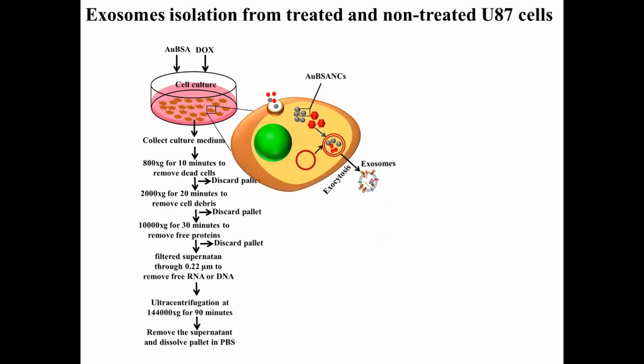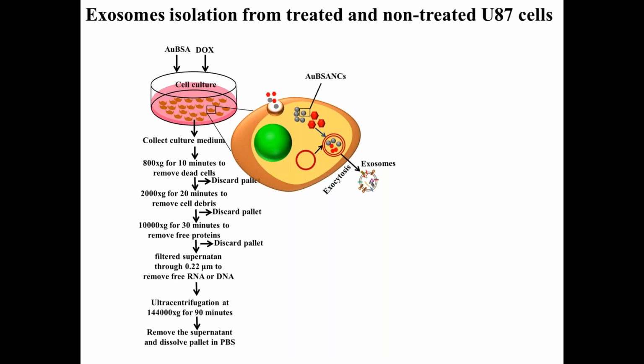Next, after confirmation that brain cancer cells can biosynthesize nanoclusters, we isolated exosomes from treated cells. We treated the U87 cells with gold BSA and doxorubicin. After 48 hours, we collected the cell culture medium of the treated cells separately and combined it. We also isolated blank exosomes.